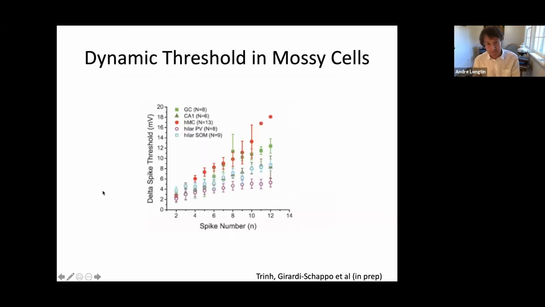And this is known in various parts of the hippocampus. In particular, you can look at different parts of the hilus, CA1 cells or GC. As a function of spike number, you see these spike thresholds go up. In particular, these red ones, the mossy cells, are like the champions of this. They really go up a lot. And we're trying to figure out why that is, and what it's used for.